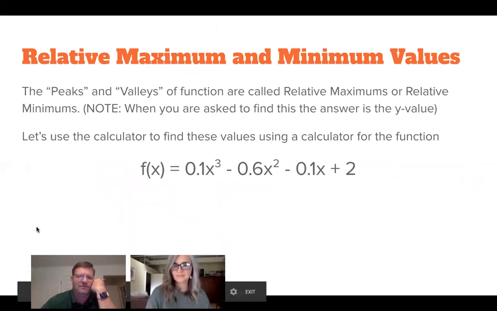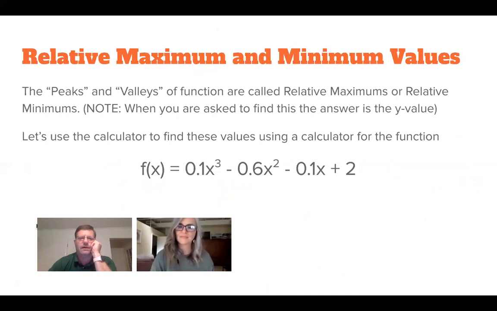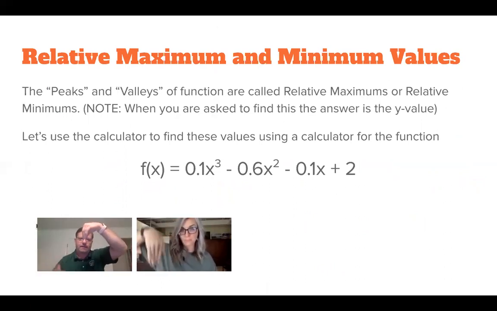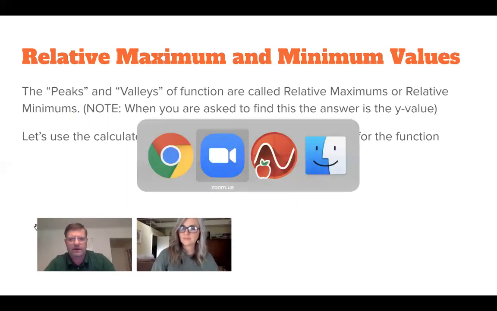All right, so if you notice, there's places where the graph changes from increasing to decreasing or whatever, and those peaks and valleys in math we call relative maximums or relative minimums. When you're asked to find the relative maximum of a function or the relative minimum of a function, they're implying that they want you to find the y value. I'm not going to do this one by hand, so we're going to use the calculator here.